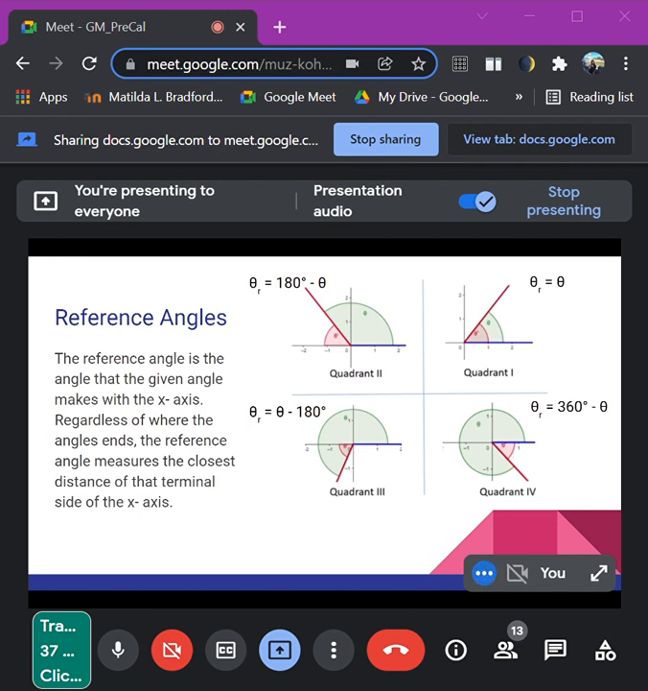So, these are the things that you need to familiarize yourselves with in finding the reference angle. Okay? Any questions? You can take a screenshot so that you can participate later on in our examples. If done, you can say okay in the chat.